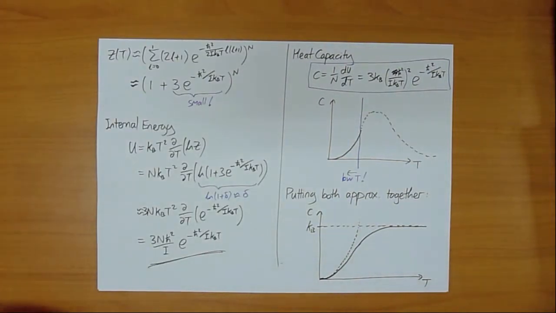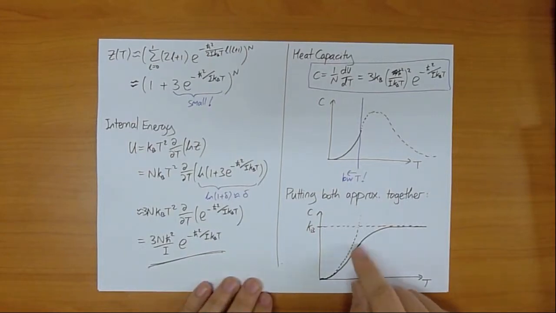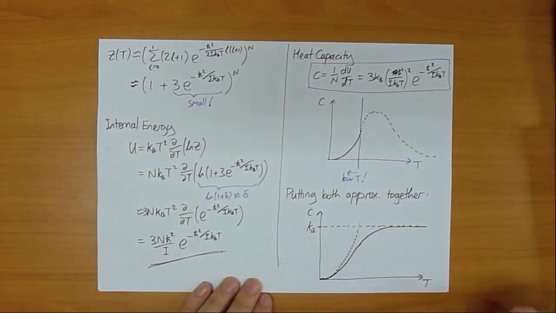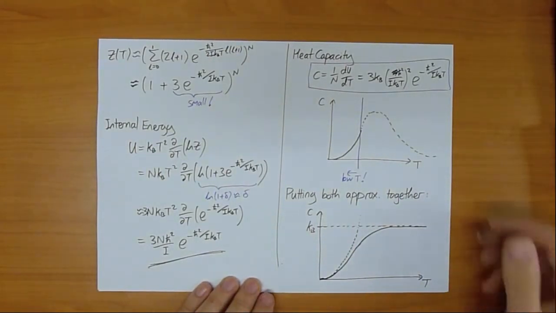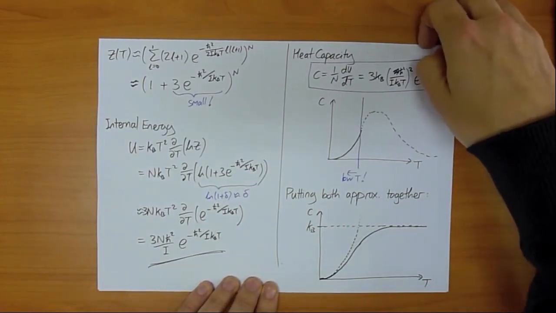Right, so there's just a few points to make about this before we finish. So the first thing is, what is this scale of T here when the function starts to increase? Maybe I'll do this on a new slide.